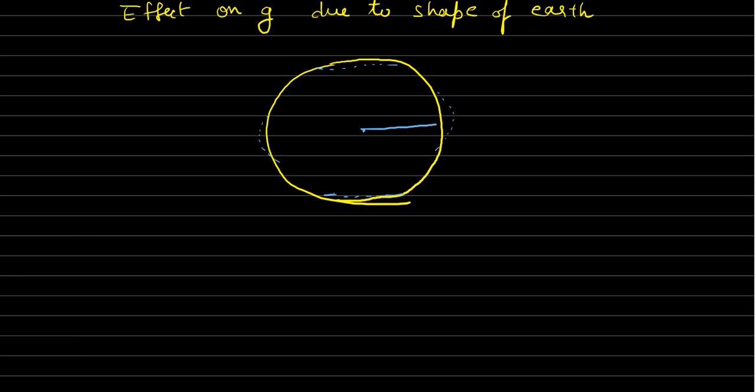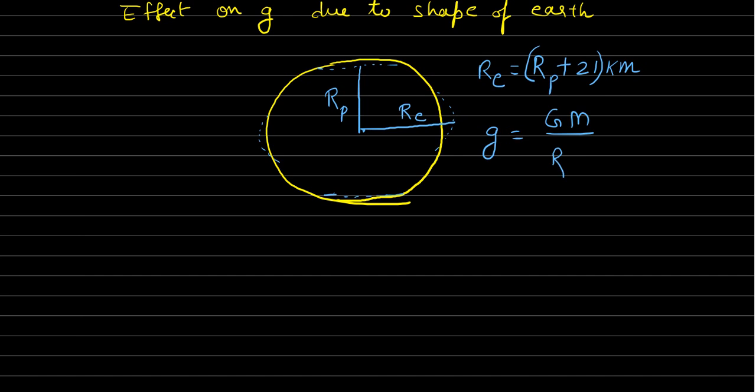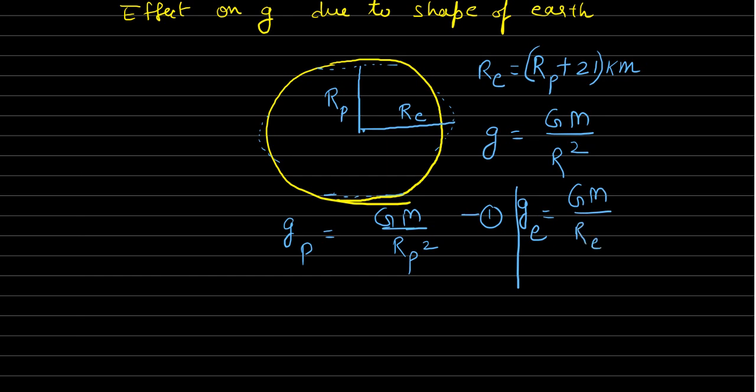So when we draw the equatorial radius RE and the polar radius RP, we get that the equatorial radius is 21 kilometer more than the polar radius. Hence, as we see in the formula, gravity on poles is GM upon Rp square and gravity on equator is GM upon Re square. Equation 2. Now when we divide gravity on poles by gravity on equator, we get Re square upon Rp square, because they are inversely proportional.